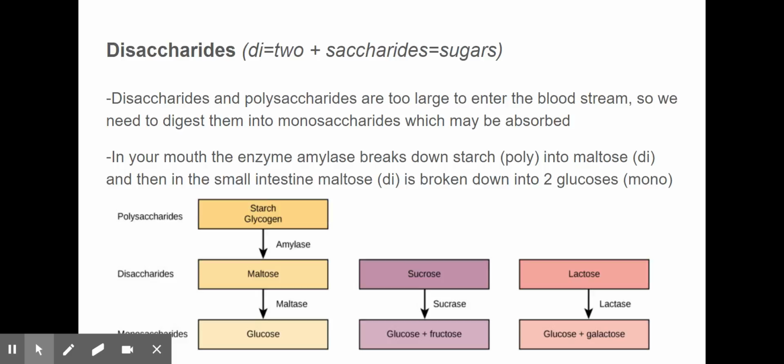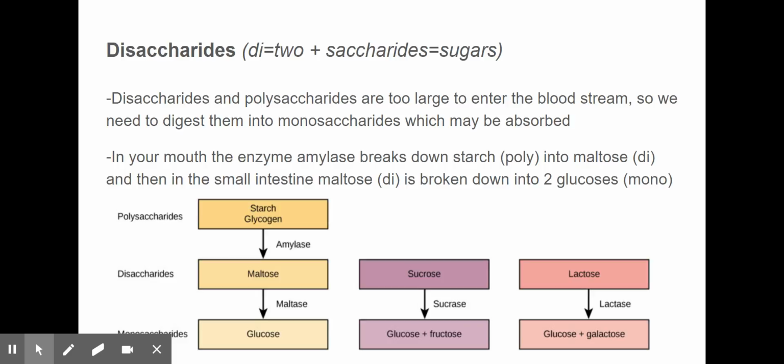What is the word after enzyme? The word after enzyme? Oh, amylase. So that's that one right there. Amylase is an example of an enzyme. It's the one that's in your mouth that breaks down the starch.